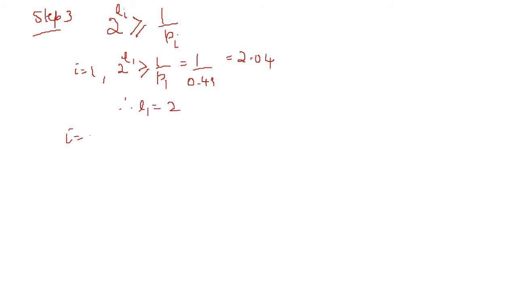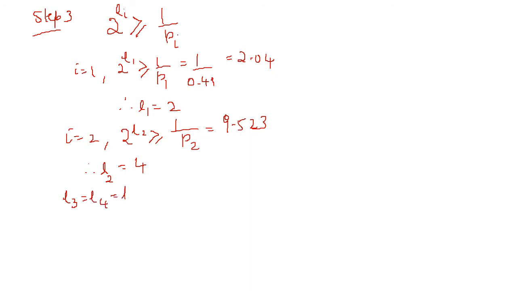Next, for i equal to 2, 2 to the power of L2 will be greater than or equal to 1 by P2, which is 0.105. So you'll get this value as around 9.523. Therefore, your L2 will be equal to 4. Similarly, P3, P4, and P5 are the same value, so we can write directly L3 equal to L4 equal to L5 equal to 4.